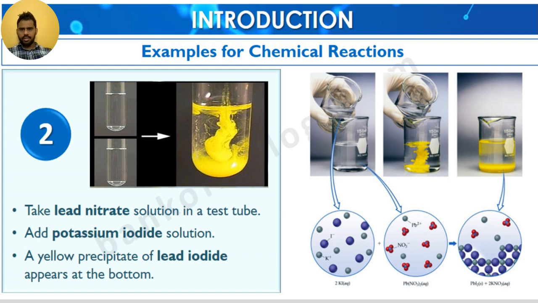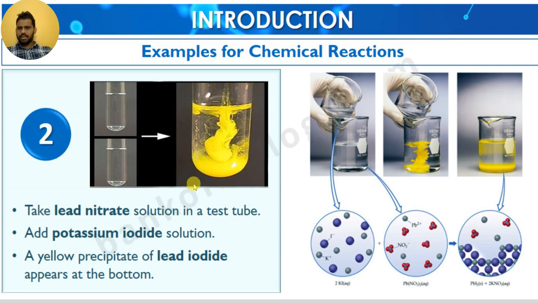This is the second reaction. In this reaction, we have taken a lead nitrate solution in a test tube. We have added potassium iodide solution into it. We get to see that a yellow precipitate of lead iodide appears at the bottom. A precipitate is a residue that remains at the base of the solution.